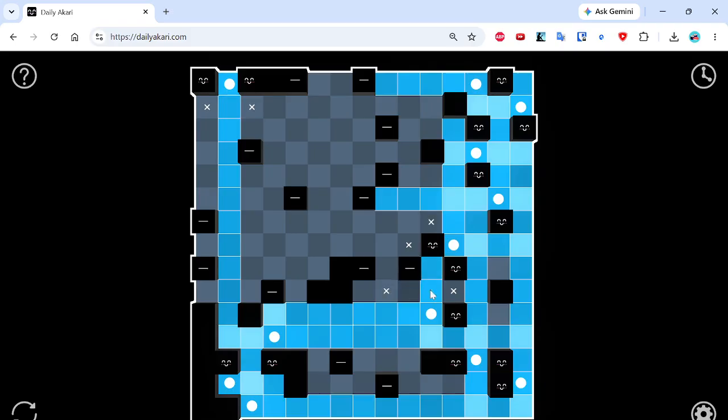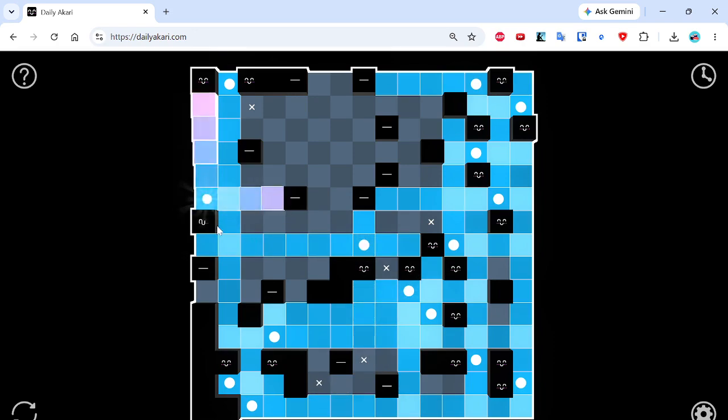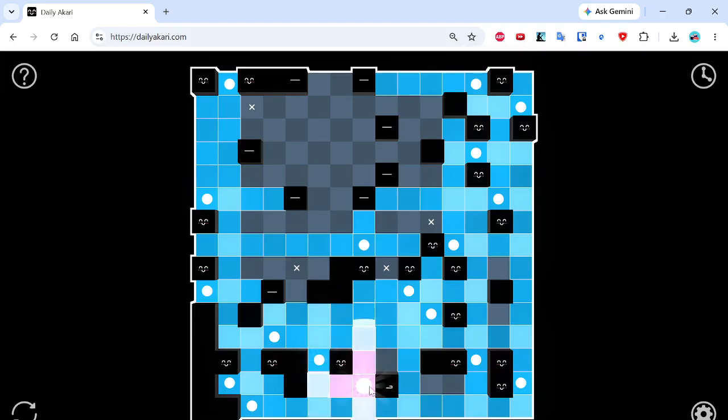Corner, green, red, red. Cross off. One here, one here. Corner, corner. One here, corner. Survivor, hero, hero.